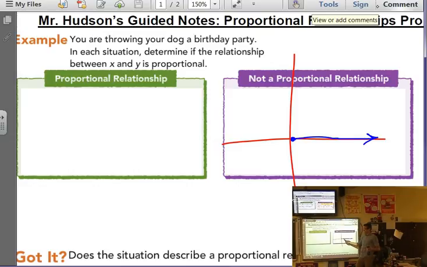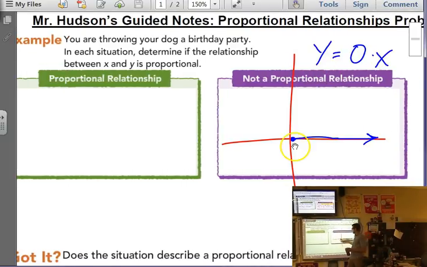So the problem is it's still actually proportional. Your relationship there would be the number of treats you have is 0 times the number of dogs. Now this is a crappy relationship, but that is actually proportional. If I could drag it over here, I would, but that would still be proportional because it still has a multiplier times the number of dogs.